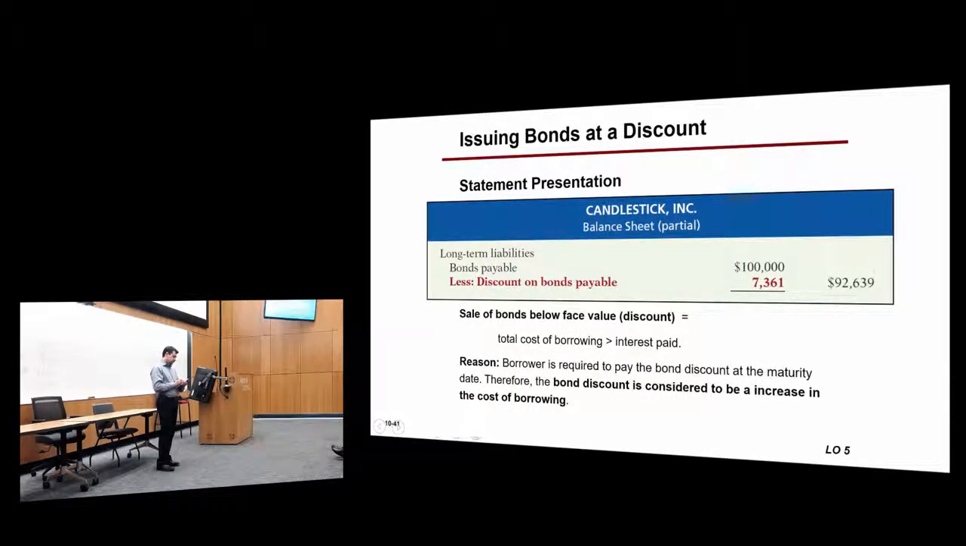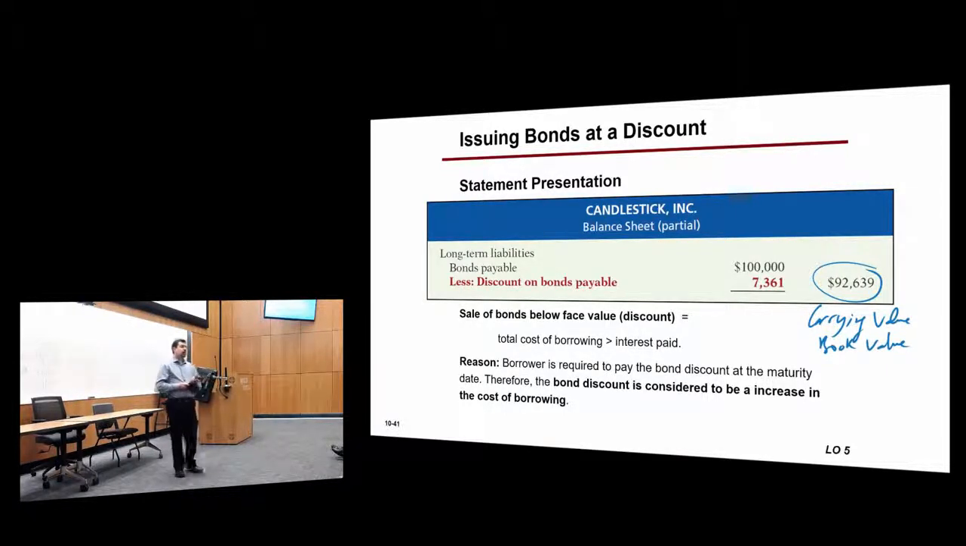Now, this is what we call the carrying value or the book value. So this is when you hear carrying value or book value of the bond. It's basically bonds payable less the discount.